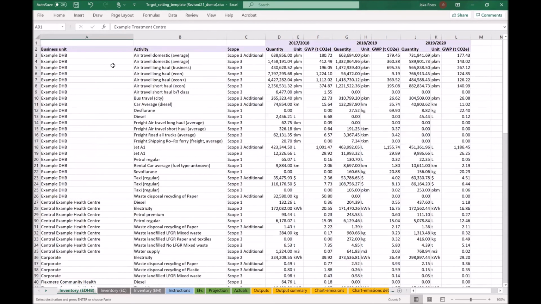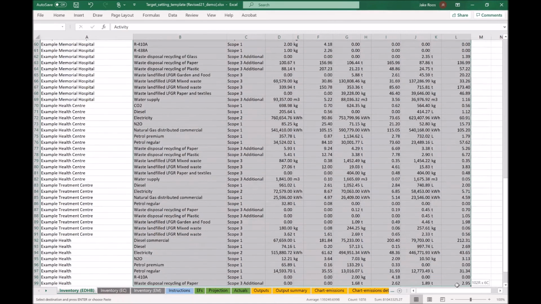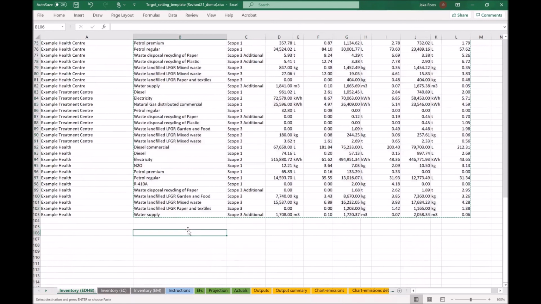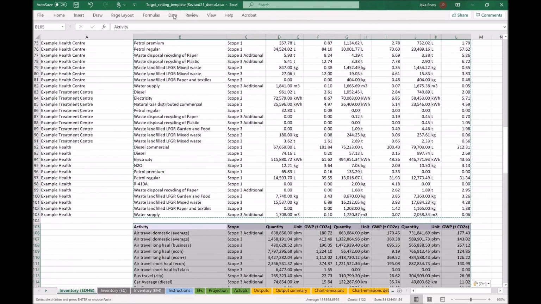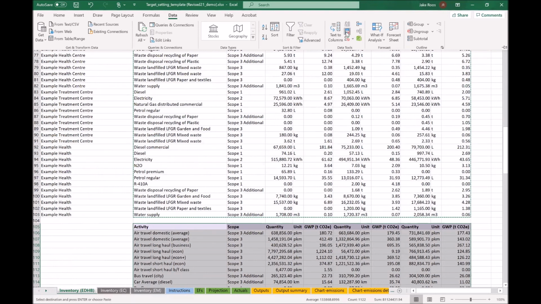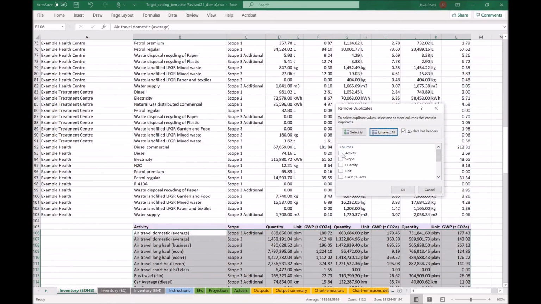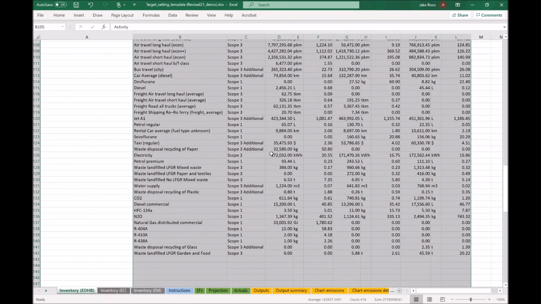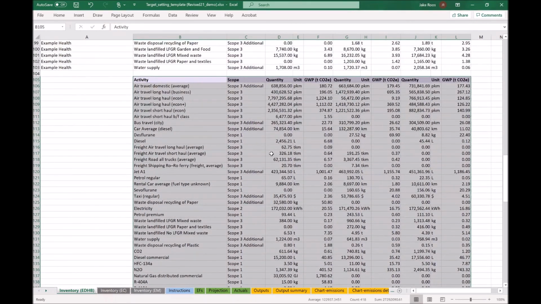So, of course, you can deduplicate the emissions factors just like I showed you. So let's do that now. Okay, data, remove duplicates, unselect all, select activity. Okay. 64 duplicate values were found and 37 remain. So we've dropped down from 103 to 37. So that's good. That is what we would have to copy across to the emissions factors tab.